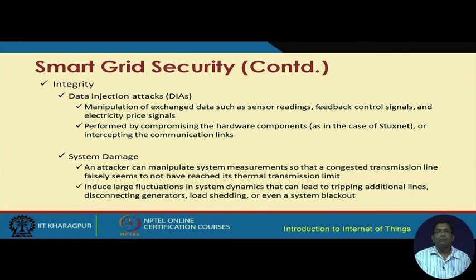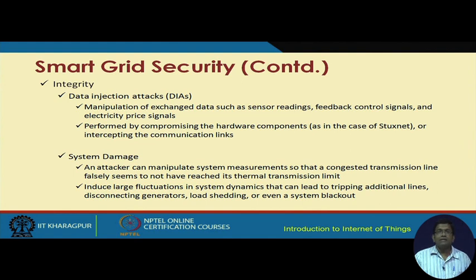Integrity is very important, because it is all about the use of data. Different types of data are fed into the system, and different types of attacks can consequently be performed. For example, the data injection attack, the DIA attack, can be performed on a smart grid, thereby affecting the overall integrity of the functioning of the smart grid. The system can be damaged very easily.